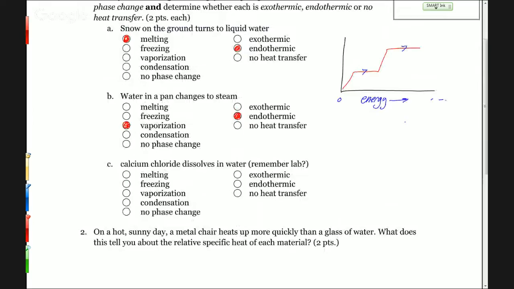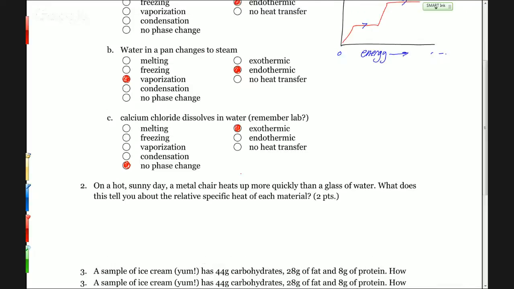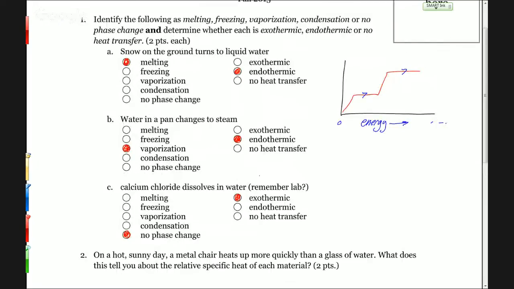All right, and then this one is probably the trickiest one. Calcium chloride dissolved in water. We did this in lab last week. What happened? You remember? It heated up. So is that a phase change? No, that's not a phase change. That's a chemical reaction. And then is it exothermic or endothermic? No, that one's exothermic. It got hot, remember? You dissolved it in water and heat was released. So heat went from the chemicals out to your hand so you could feel that it was hot. All right. So 1 point for each part of each of those.